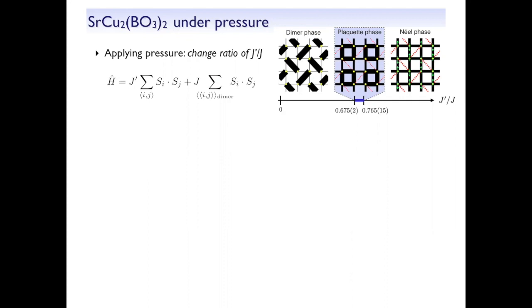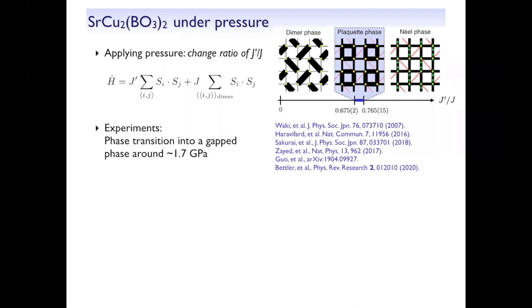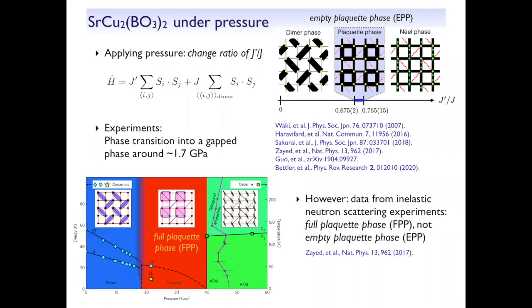Okay, so let me move now to another recent work on strontium copper borate under pressure, which was also mentioned by Sarah. As we heard, if we put the system under pressure, it's a natural way to change the ratio of J prime over J, and a way then to probe the phase diagram of the Shastry-Sutherland model. And as we heard, there are now several experiments which found evidence of a phase transition into a gapped phase at around 1.7 gigapascal. So that's compatible with a plaquette phase.